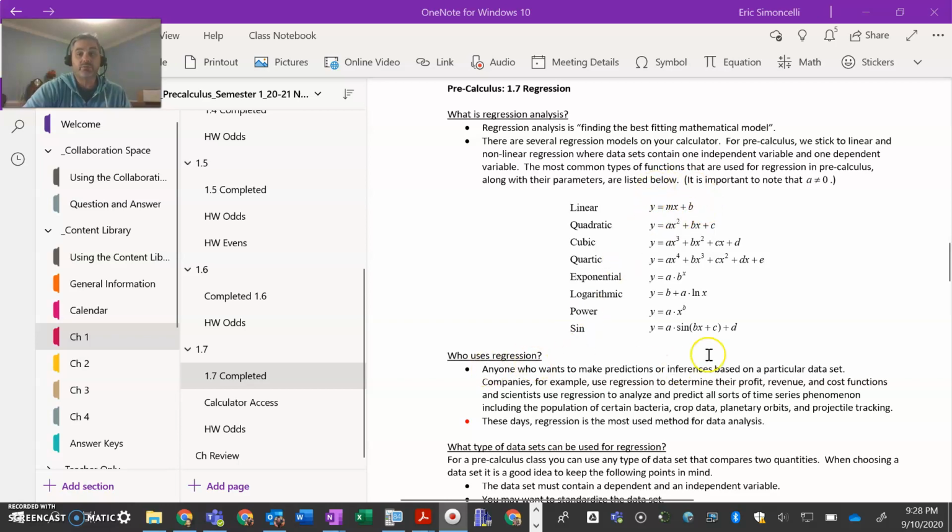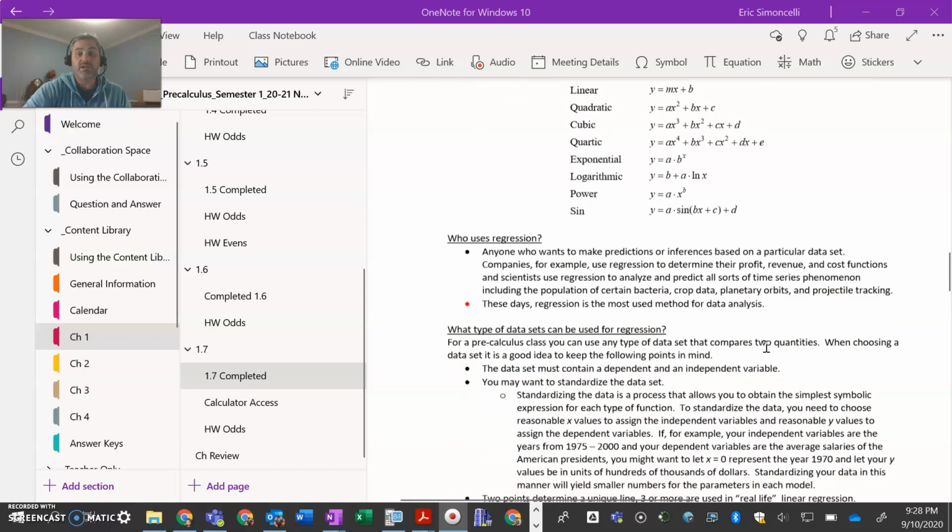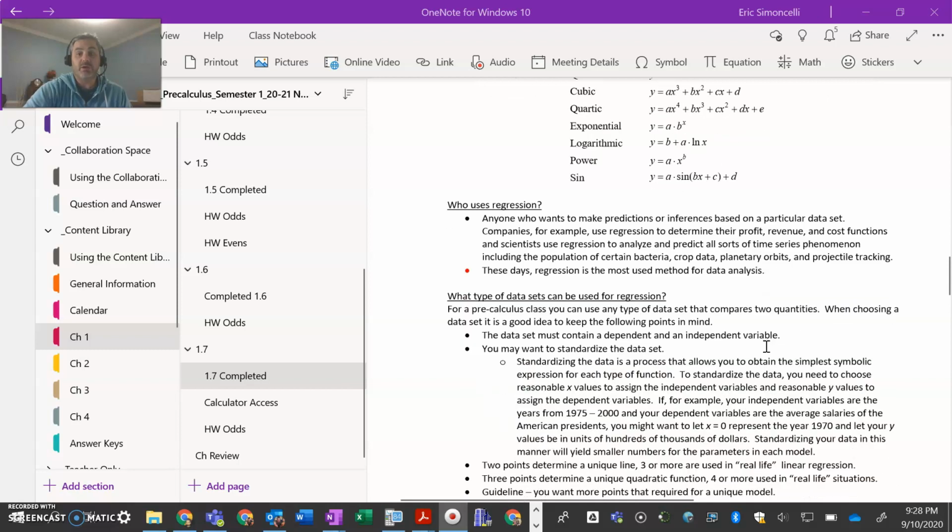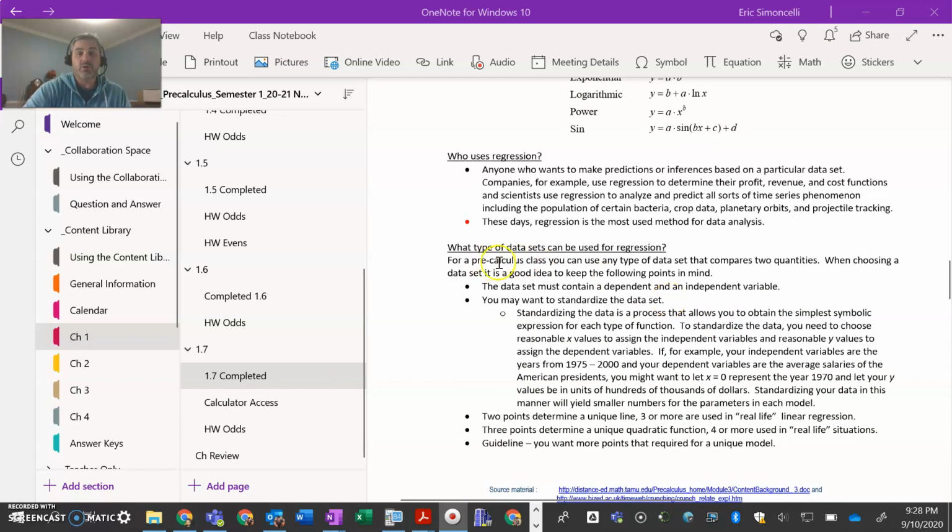Who uses regression? Well, anyone who wants to make a prediction or inference based on a particular data set. And yes, these days regression is the most used method for data analysis. What type of data sets can be used for regression? For a pre-calc class, you're going to use any type of data that compares two quantities. When choosing a data set, it's a good idea to keep the following points in mind. The data set must contain a dependent and independent variable, in other words, an x and a y. You may want to standardize it. This is a nice explanation as to how you can go about doing that.